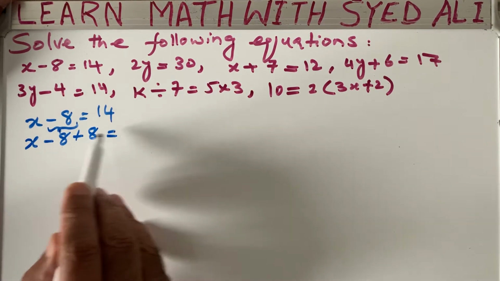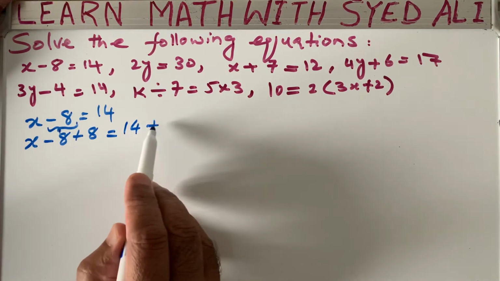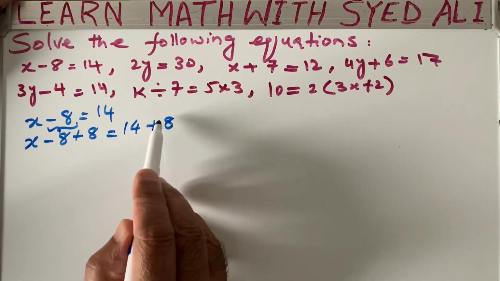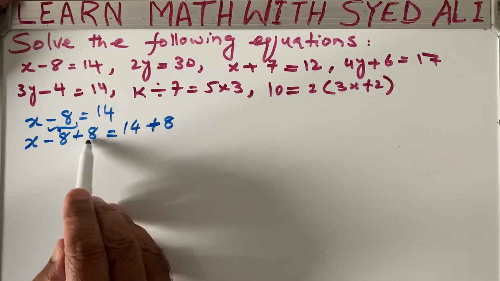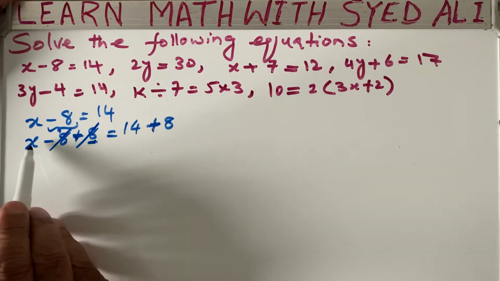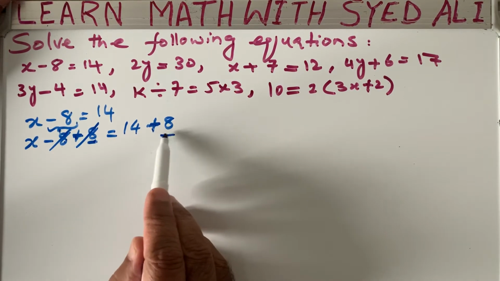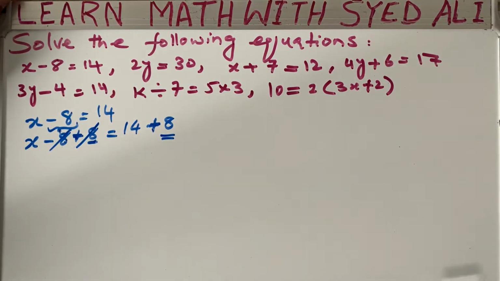If you do something on the left hand side of the equation, you have to do the same thing on the right hand side of the equation. So you do plus 8 here to cancel out the effect of minus 8. To isolate x, you have to do the same plus 8 on the other side of the equation so that the equation does not change.